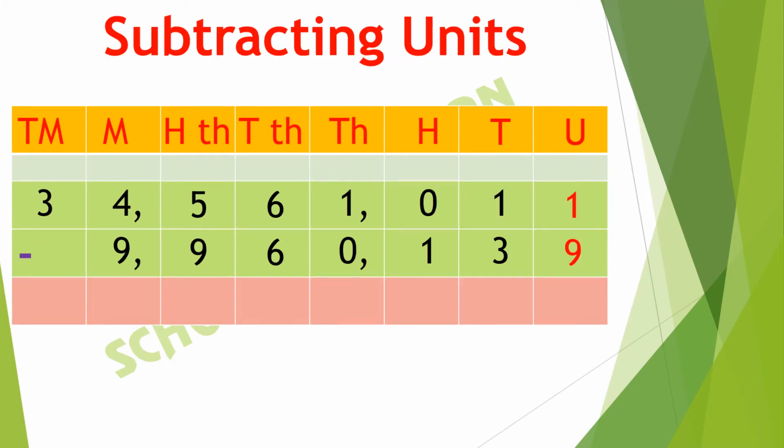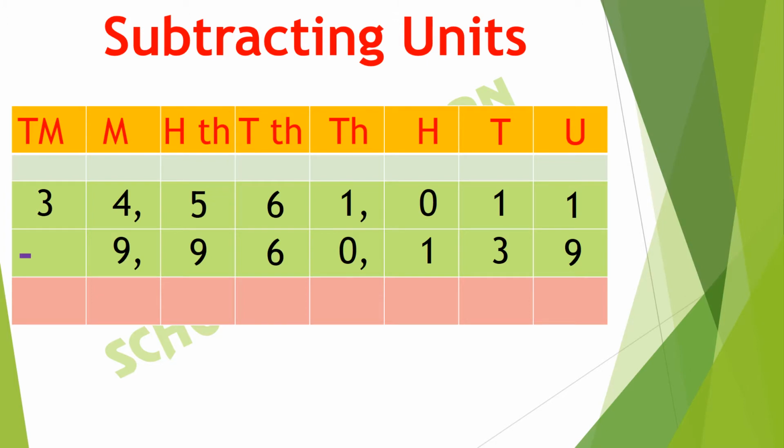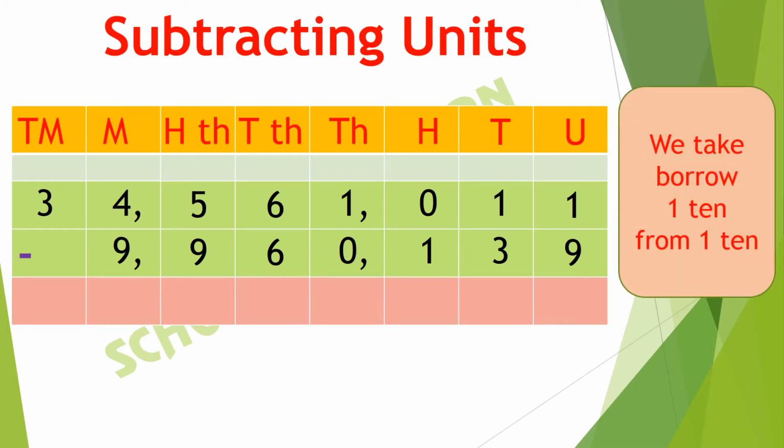As we start from the units, we have to take away 9 units out of 1 unit. As we cannot take away 9 units out of 1 unit, what will we do? Can you tell me? Let me tell you. We will borrow from the tens. So we borrow 10 from 1 ten. Here we will take 1 borrow and in the tens column there will be 0 left.